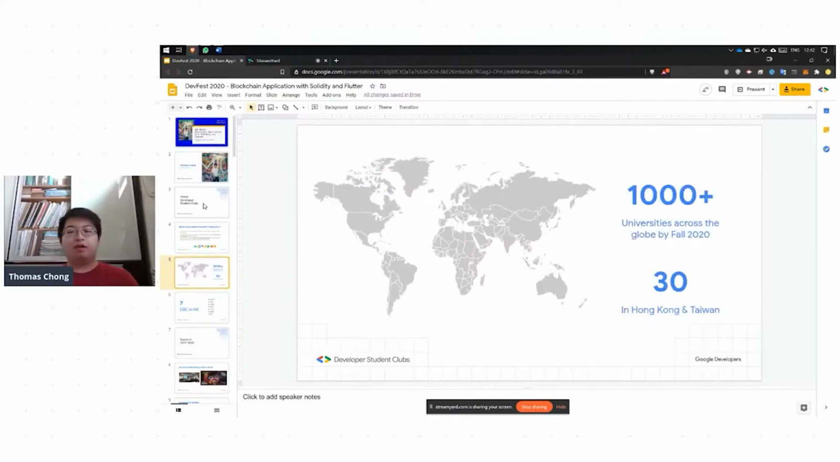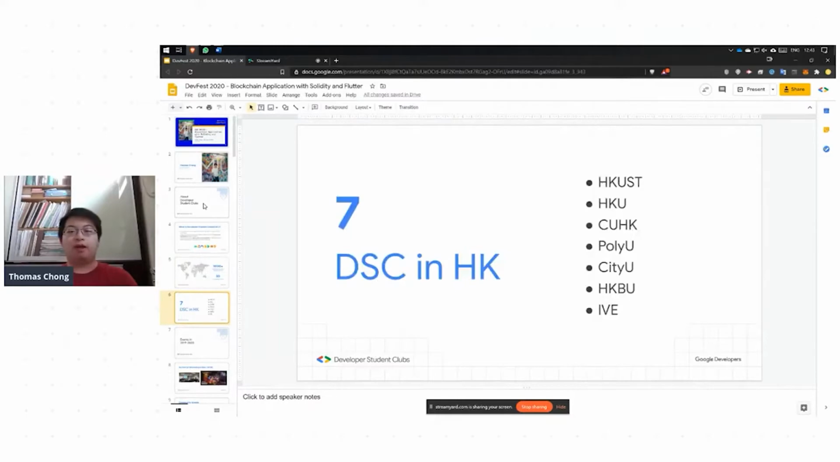Talking about the whole program's scale, this year we have over 1,000 DSCs on different campuses around the world. For the Hong Kong and Taiwan region, we have 30 DSCs. In Hong Kong, we have 7 this year, for example HKUST, HKU, CUHK, Poly, City, BU, and Ivy.